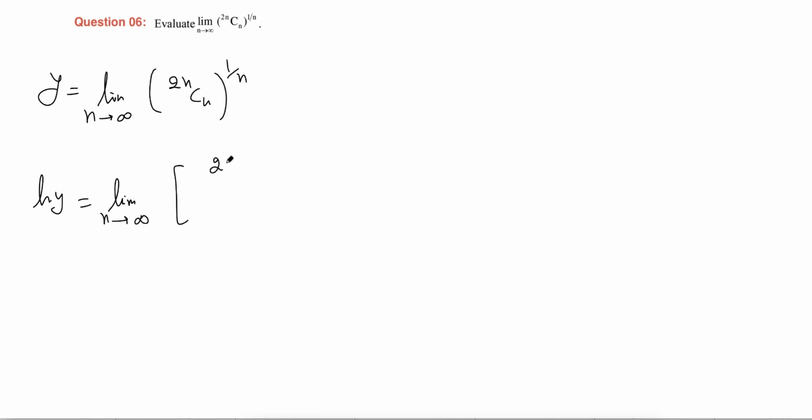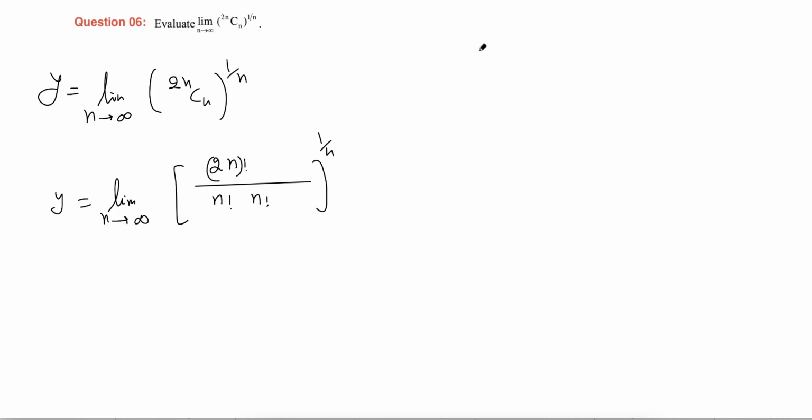What we can write is 2n factorial divided by n factorial whole square, to the power 1 by n. Oh sorry, I made a mistake, no problem, just a minute. Sometimes my pen doesn't work properly. I will take 1 by n ln in the next step. I didn't take ln, I just wrote the value.